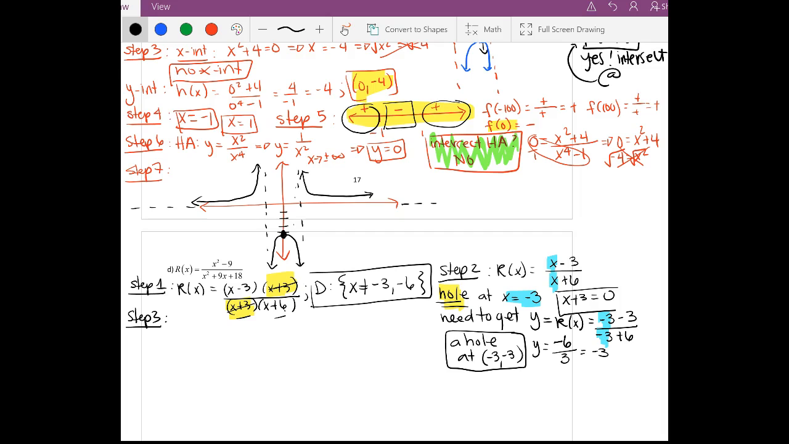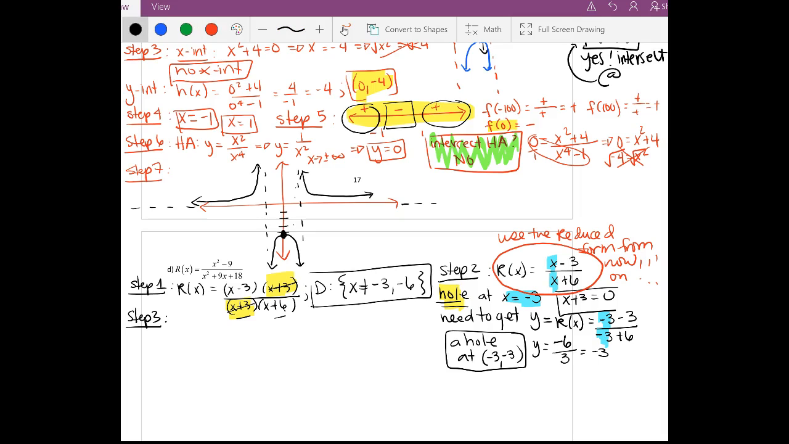Step number 3 wanted us to locate the intercepts of R. Okay, this is the only one so far that is reducible. So make sure we use the reduced form from now on. Use the reduced or simplified form from now on. Okay. All right, so that's what I'm going to use, the reduced form.